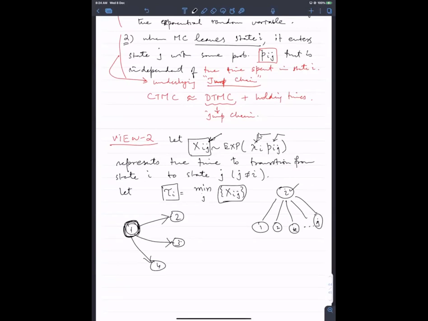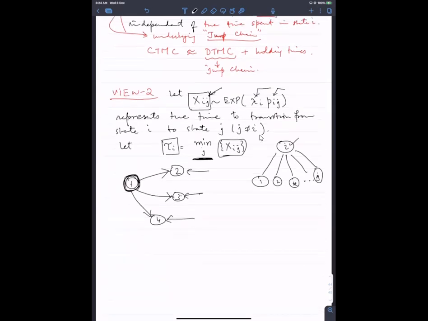जो टाइमर सबसे पहले एक्सपायर होगा, minimum of j, जो टाइमर सबसे पहले एक्सपायर होगा, I will just move to that state. ठीक है. In other words, think about that you have 3 telephone lines coming in. All of these 3 telephone lines, you are waiting for the ring to occur, and the waiting time is exponentially distributed independently on each of the 3 telephone sets. Whichever telephone set rings first, that means you have selected that state, you move to that state.